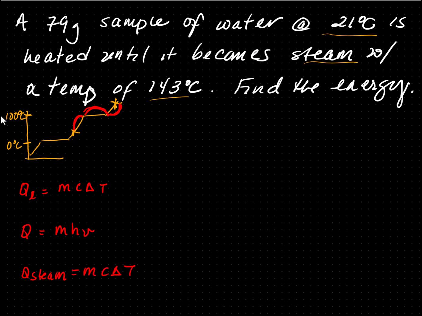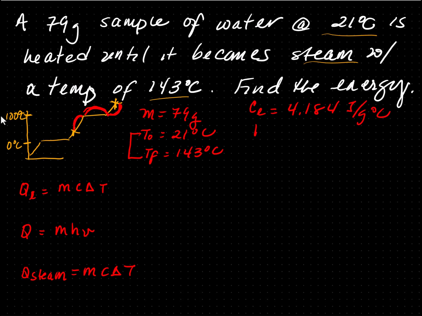So if I identify the variables, mass is 79 grams. My initial temperature is 21 degrees Celsius. We are going to go to a final temperature of 143 degrees Celsius, but this will not be true for all the parts of the equation. Since we are starting at liquid water, we know C of liquid is 4.184 joules per gram degrees Celsius. We know the heat of vaporization is 2,260 joules per gram. And we know that C of the steam is going to be 2.06 joules per gram degrees Celsius. So now we're going to plug it in.